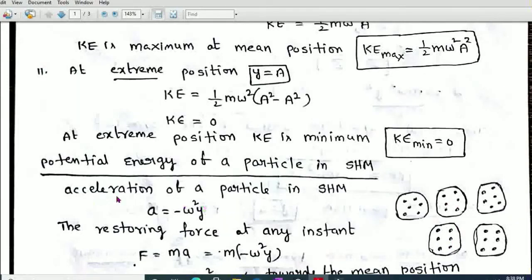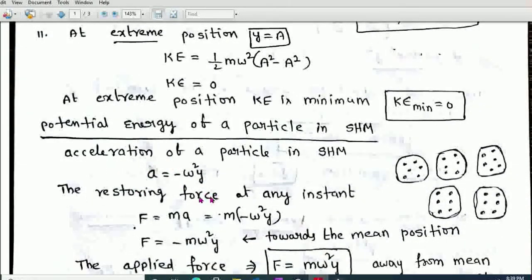So now already we know that if you want to find the potential energy, we need to find the total work done, because the total work done is stored in the form of potential energy. To find the total work done, work done W is equal to force into displacement. So first let us find the force. Before that, we have already discussed that the acceleration of a particle executing simple harmonic motion is a equal to minus omega square y. This is the expression for acceleration of a particle executing simple harmonic motion.